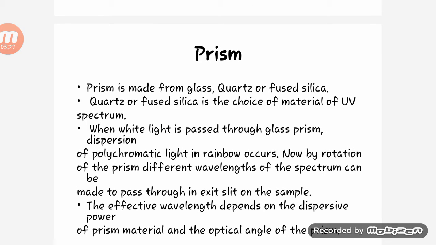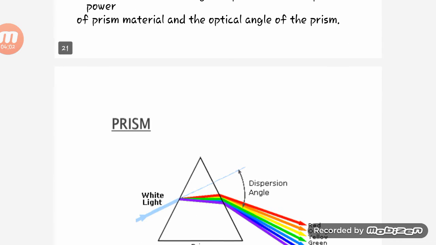Prism is made from glass, quartz or fused silica. Quartz or fused silica is the choice of material for the UV spectrum. When white light is passed through the glass prism, dispersion of polychromatic light in the rainbow occurs. Now by rotating the prism, different wavelengths of the spectrum can be made to pass through the exit slit onto the sample. The effective wavelength depends on the dispersive power of the prism material and on the optical angle of the prism.